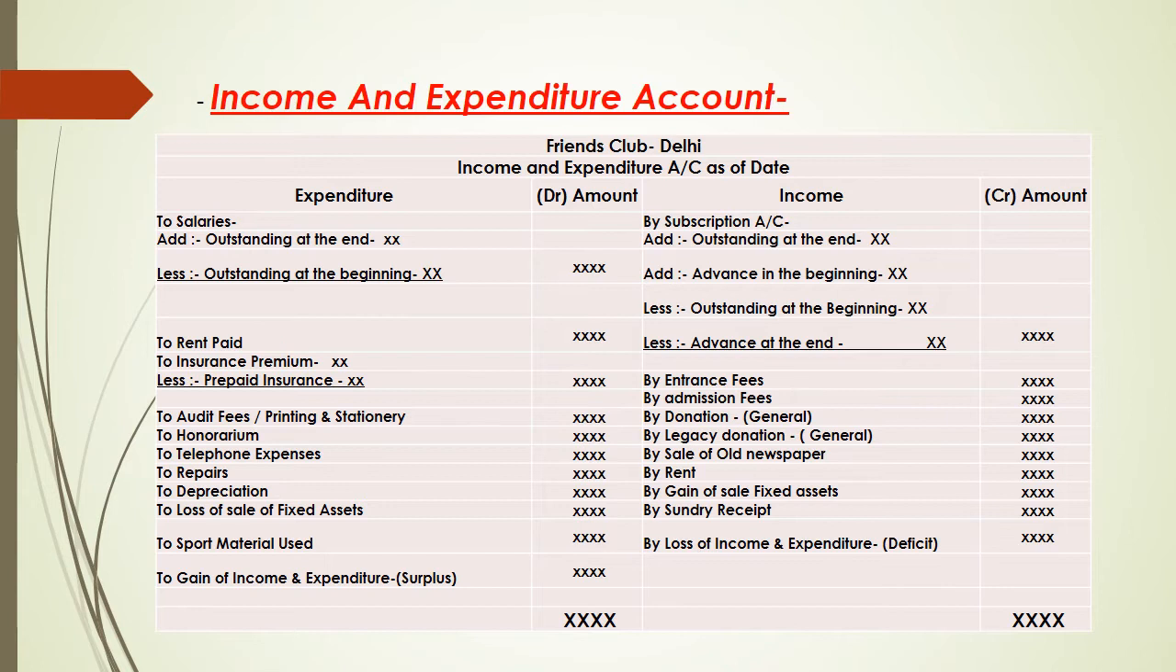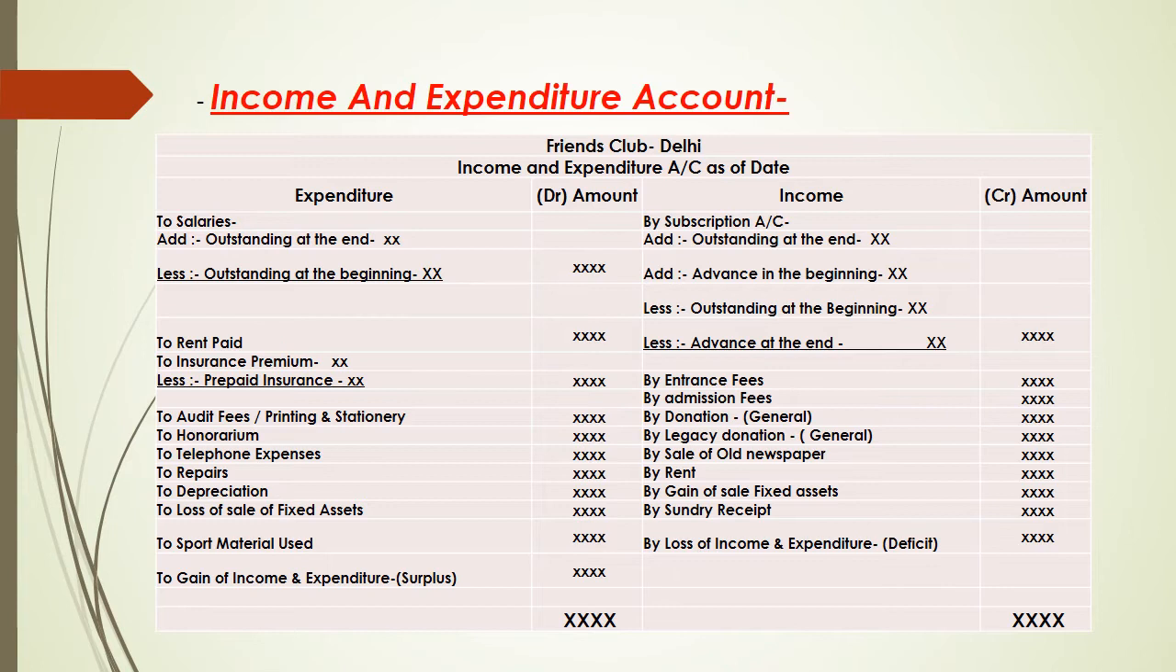Now, income and expenditure account. This is a specimen of the income and expenditure account which I have shown in the slide. The Friends Club Delhi income and expenditure account as of the date. The expenditure side is the debit side and the income side is the credit side. Everybody should know that income is always credited and expenditure is always debited. It is a nominal account, and all the items should be of revenue nature, revenue expenditure or revenue income.